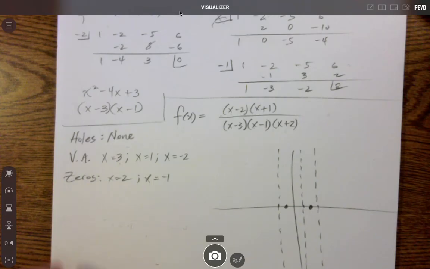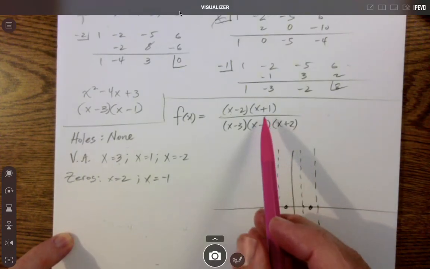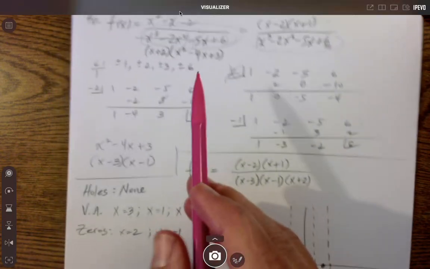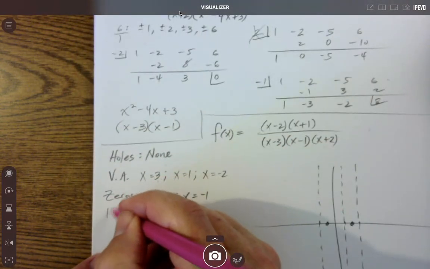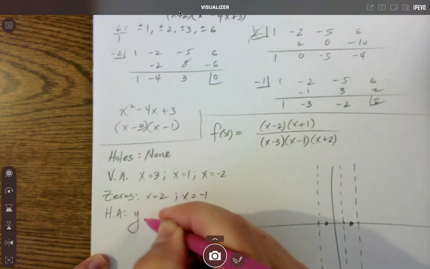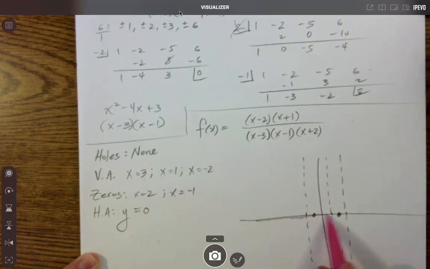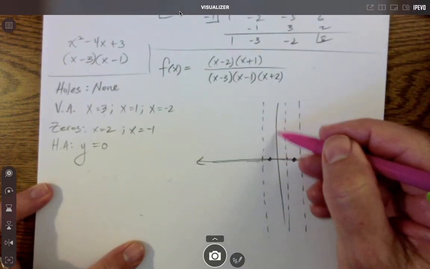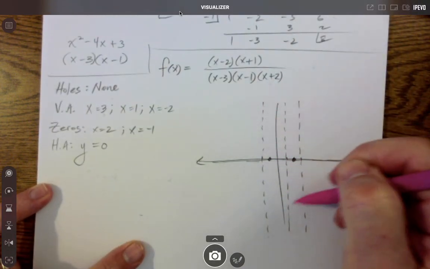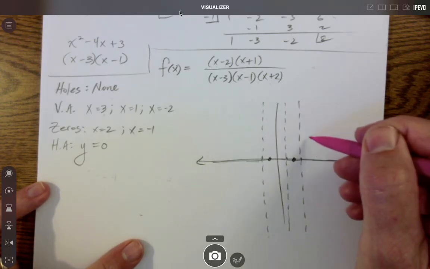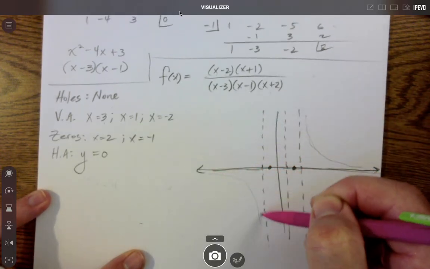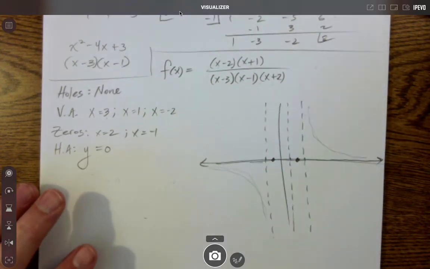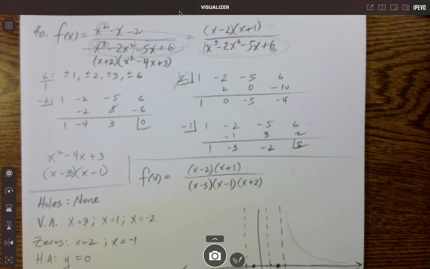All right, what else? I know that this is a proper fraction because the top is degree 2 and the bottom is degree 3, which means for a horizontal asymptote, y equals 0. So the x-axis is some sort of asymptote. Obviously not in between these, something's going to happen in here, but as the graph goes out, I think it's probably going to do something like this, and maybe something like this. I don't know. We'll just have to plug in and look at the function and see what's going to happen.